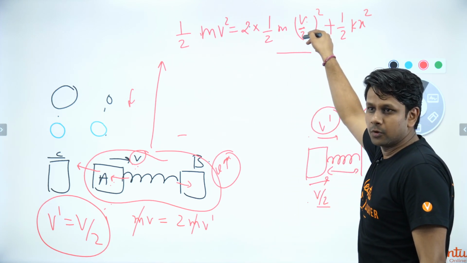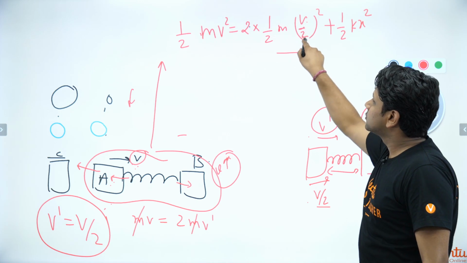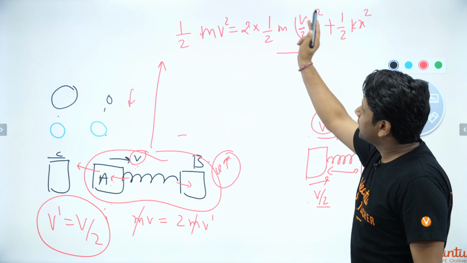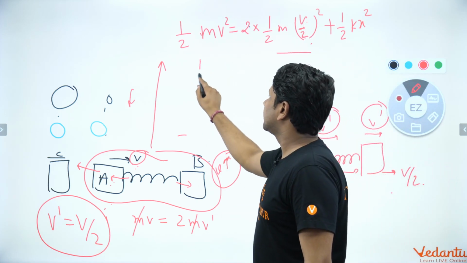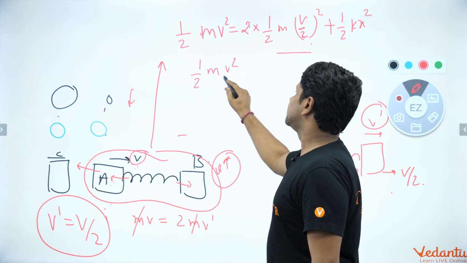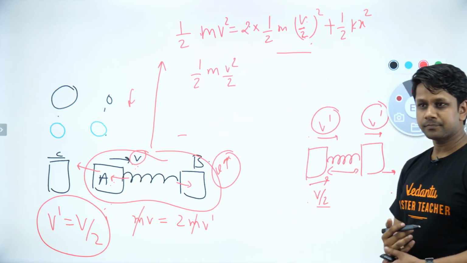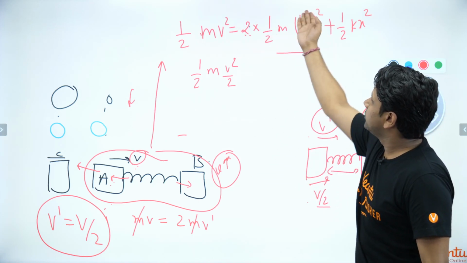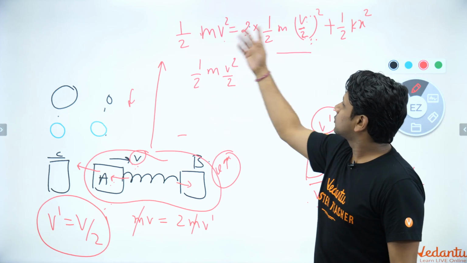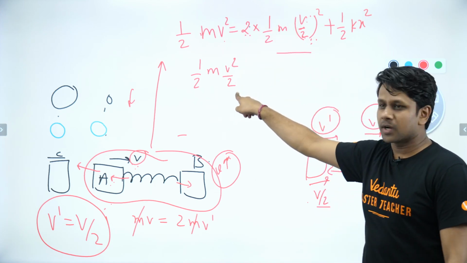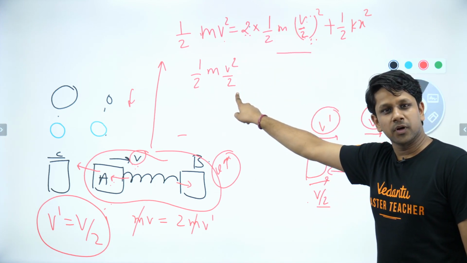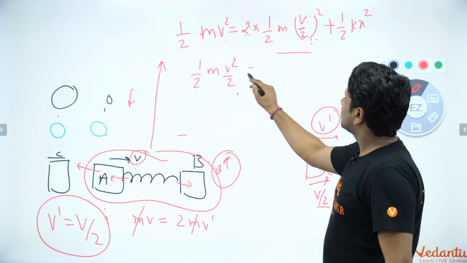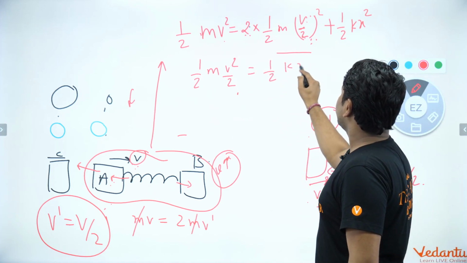V square by 4 into 2 will become v square by 2 only. Once you bring this to this side, you will get half mv²/2. समझ आ रहा है? Solve करो, थोड़ा सा है बस. v²/4 into 2 is v²/2. Now v² minus v²/2 will be v²/2 only. So on the left hand side you got v²/2 only, and it is equal to, on this side, half kx².